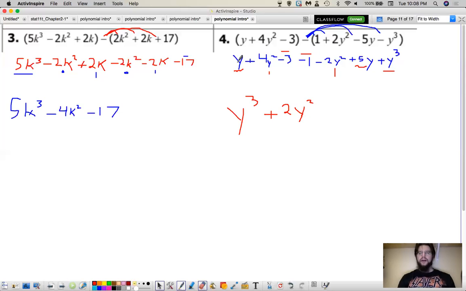I've got a y and a 5y makes a 6y. I got a negative 3 and a negative 1 makes a negative 4. All you're doing is combining like terms. That is it. That's how you add and subtract polynomials. All you have to do is combine your like terms. That's all there is to it. Okay, that's adding and subtracting.